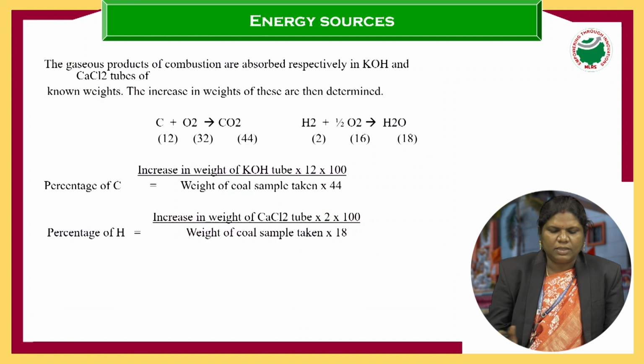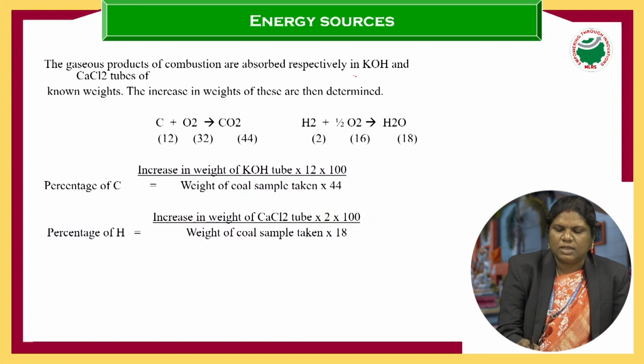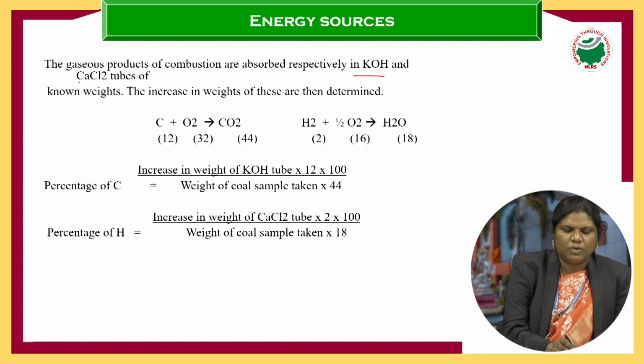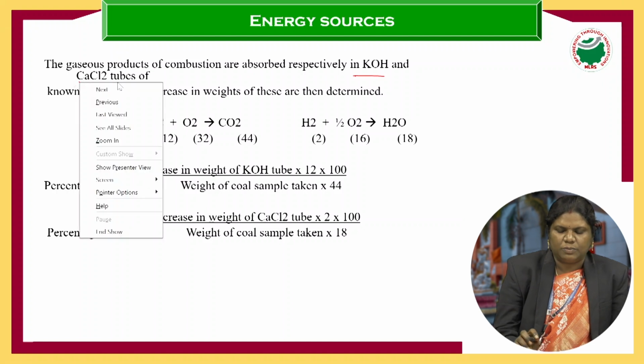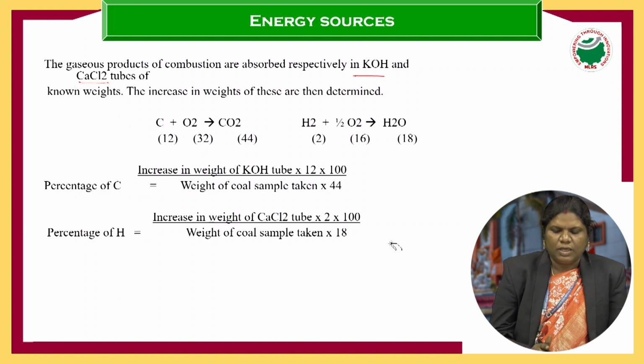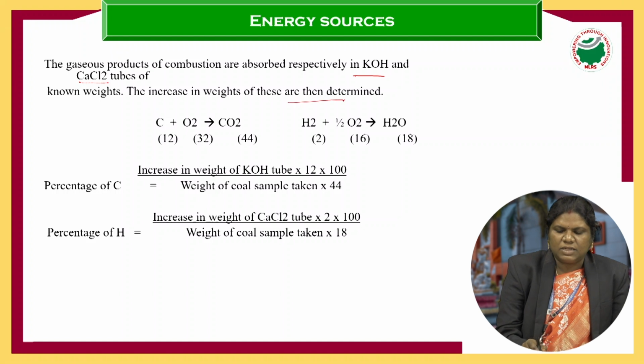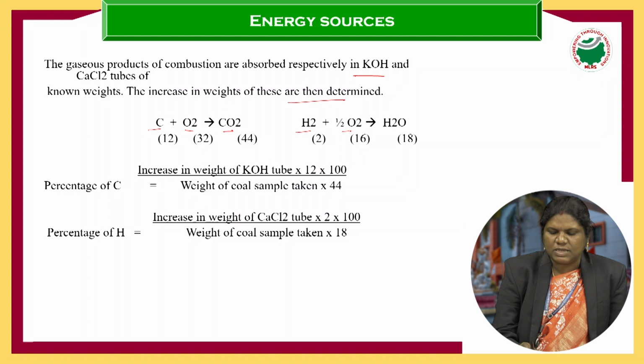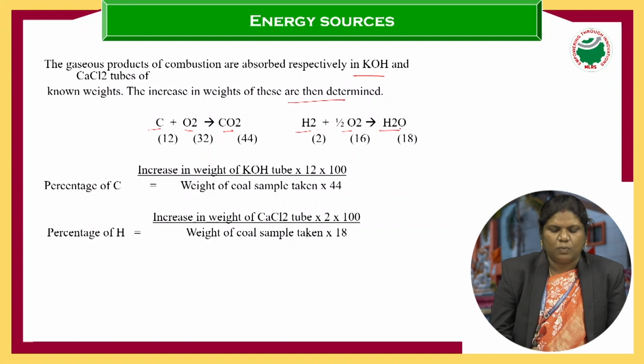Next, what will happen? The gaseous products of combustion are absorbed by the KOH and CaCl2 tubes respectively. The increase in weights of these is then determined. For example, carbon will be mixed up with oxygen and converted into CO2. The hydrogen will be mixed up with oxygen and will be converted into water.